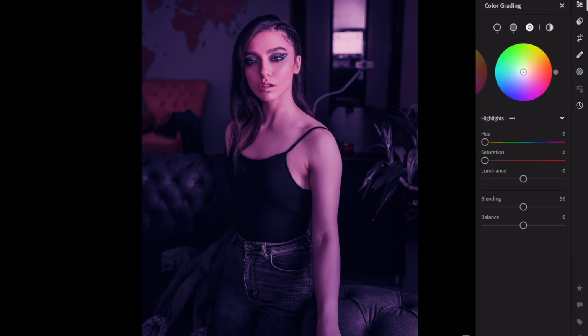Change the highlights. Hue, plus 64. Saturation, plus 100. Luminance, minus 5. Blending, plus 65. Balance, plus 40.